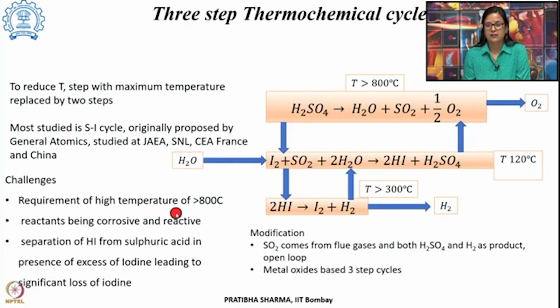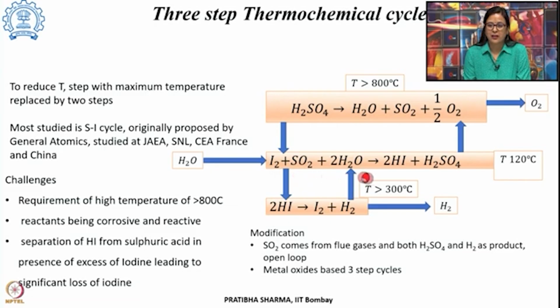So, the major challenges associated with the 3-step cycle is that the temperature involved is still higher than 800 degrees centigrade. The reactants which are involved in the process are corrosive and reactive, so their handling is a problem. Besides, in this step, the separation of hydrogen iodide from the sulfuric acid, when it is occurring in the presence of excess iodine, leads to significant loss in the iodine.